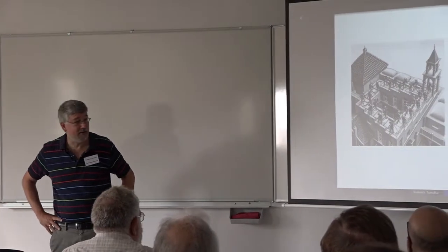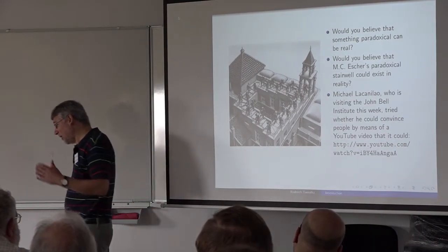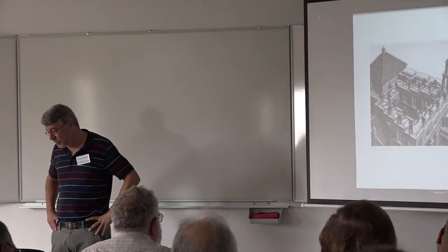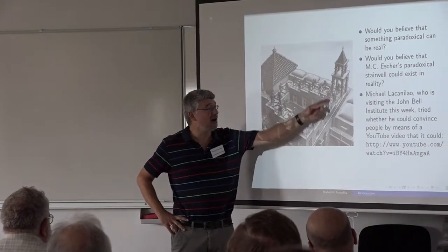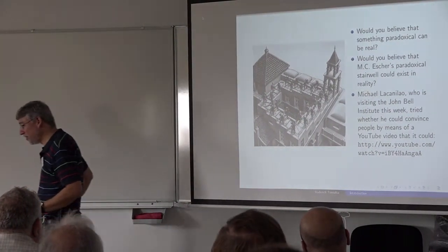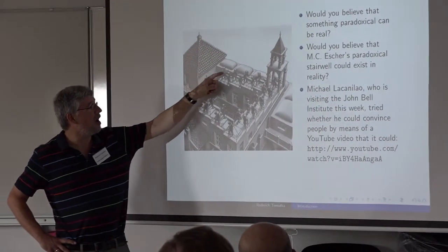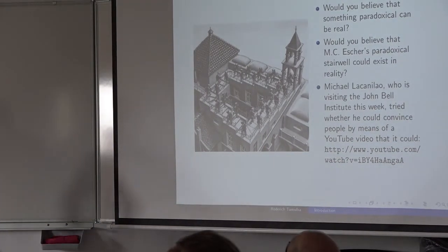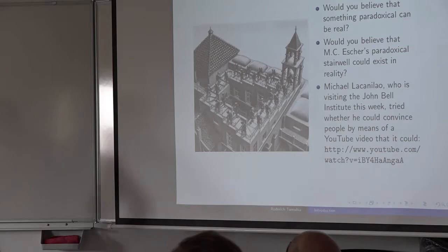So, in the end, it will also lead to the question, would you believe in the end that something paradoxical could be real? So here's an analogy. Here's this painting by Dutch artist M.C. Escher of an impossible staircase. In this staircase, you always go up, and then you arrive back at the point where you started, so you can go up forever. That's unpleasant for those figures going up, maybe nicer for those going down forever.